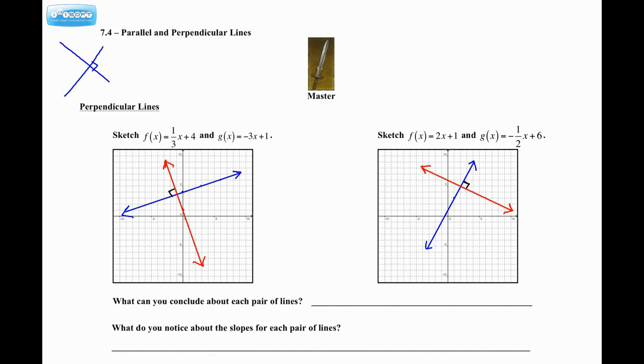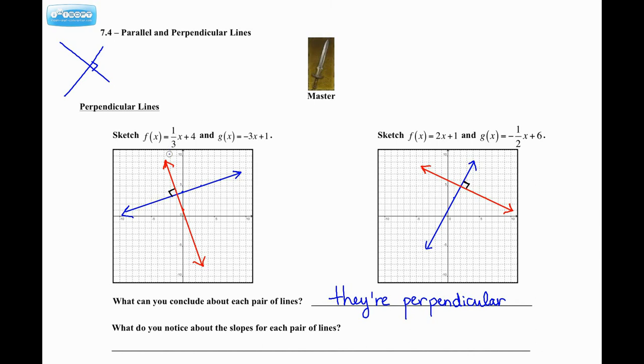Let's summarize. What can you conclude about each pair of lines? Well, I can just say they're perpendicular. What do you notice about the slopes for each pair of lines? This one is a little bit trickier. When they were parallel, it was easy because the slopes were just the same. But it's clear that they're not the same, but clearly they are related.